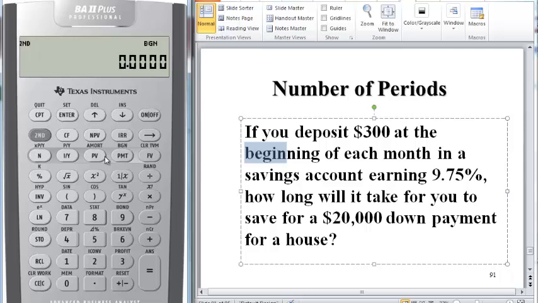So I know that I'm going to do the following. I'm going to deposit $300. That's a cash outflow at the beginning of each month, so it's a payment. I know that I want to save for $20,000. That's going to be received in the future, so that's a future value. I know that this is done monthly, and I know that I'm going to earn 9.75%. So 9.75 is my annual rate, but I need to make that monthly. So I divide that by my number of compounding periods and drop that into my I/Y.